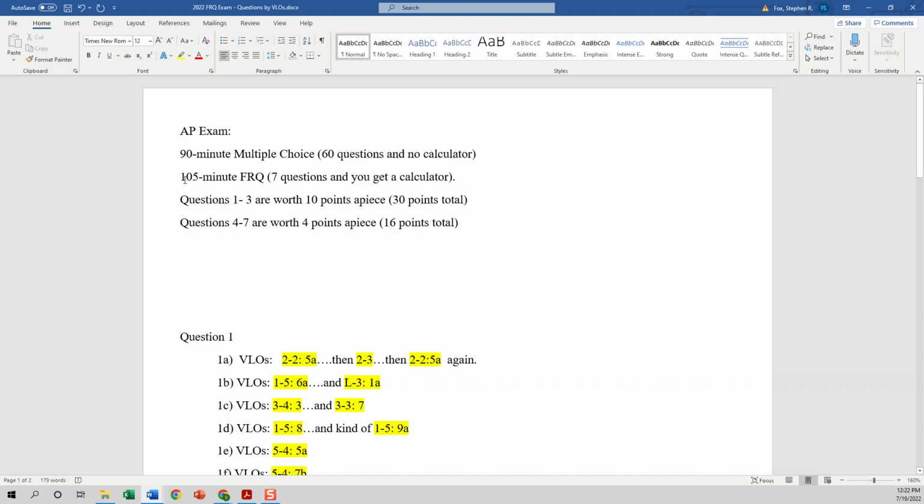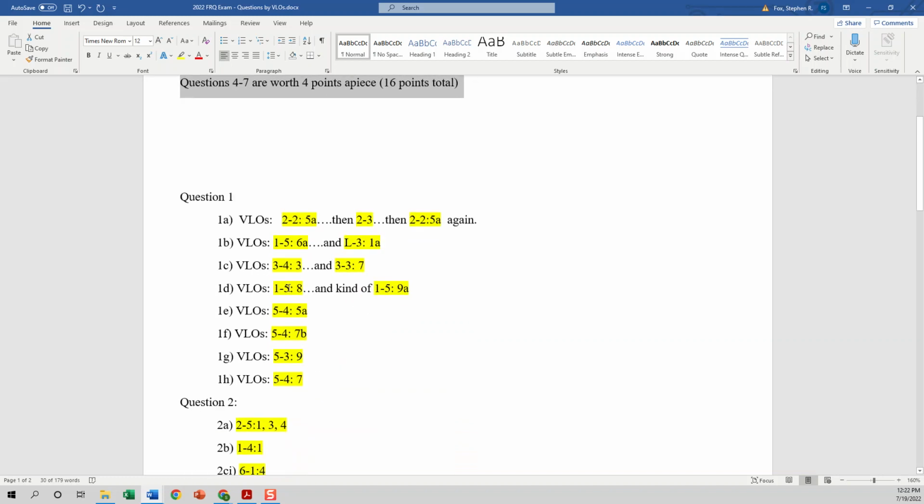If you remember the way the free response is set up, the first 3 questions are the biggest questions. You spend the most time on those, about 20 minutes per question or so, because you can get 30 total points. They're 10 points apiece. And if we scroll through, I've outlined the VLOs for each question, and you notice you have 8 to 10 to 12 sometimes different visible learning objectives per question.